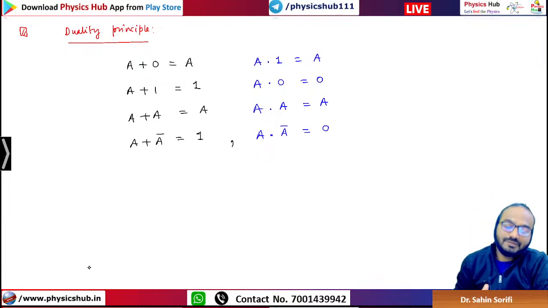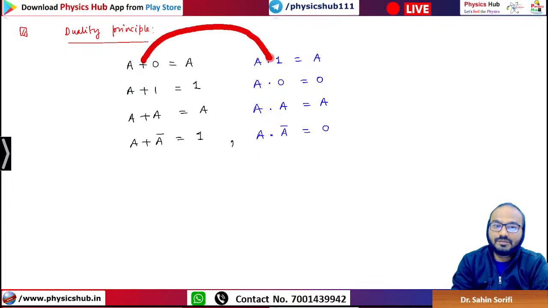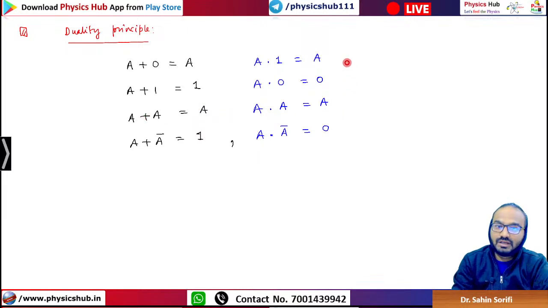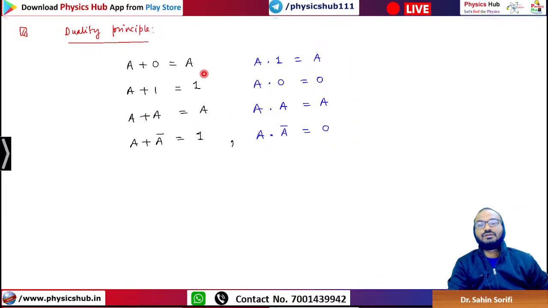So what observation can you make in this? You can see that the OR operation has been replaced by the AND operation, and 0 has been replaced by 1. The OR operation is replaced by the AND operation, and 1 has been replaced by 0, and we got this result. So this is the duality principle.